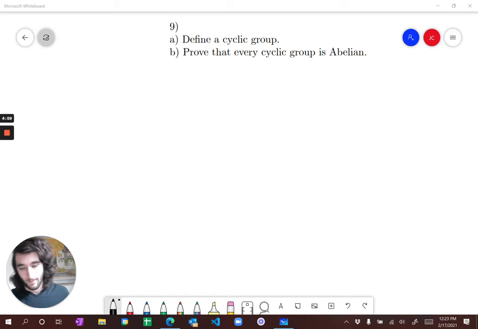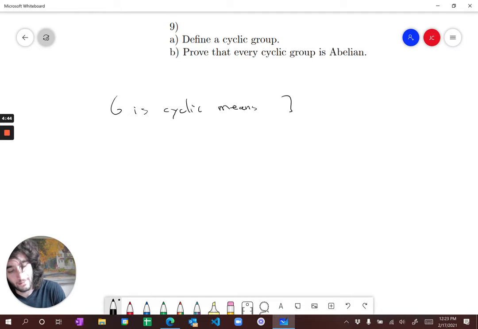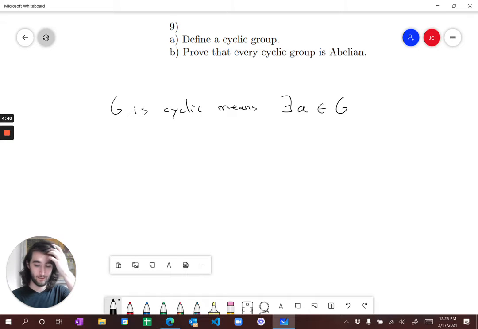Okay, number 9. Define a cyclic group. So what's a cyclic group? That's just a group where the entire thing is generated by a single element, right? So G is cyclic means that there is some element of G, so that that element alone, when you take all of its powers, both positive and negative powers, it's all of G, right?